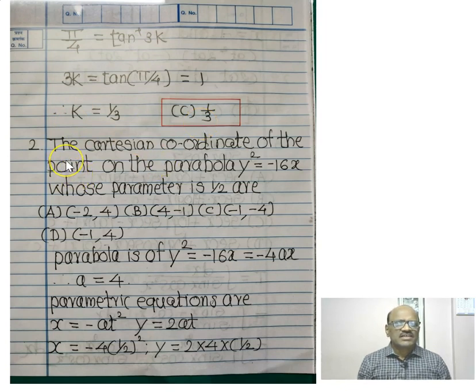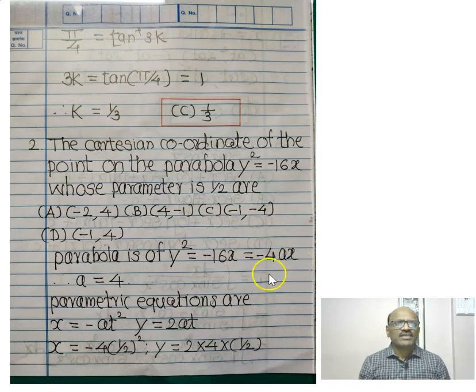Next question. The Cartesian coordinates of the point on the parabola y square is equals to minus 16x, whose parameter is 1 upon 2, are: first option A is minus 2, 4, B is 4, minus 1, C is minus 1, minus 4, and D is minus 1, 4. The parabola is y square is equals to minus 16x, that is of the form y square equals minus 4ax.